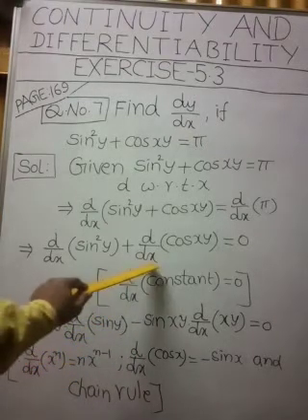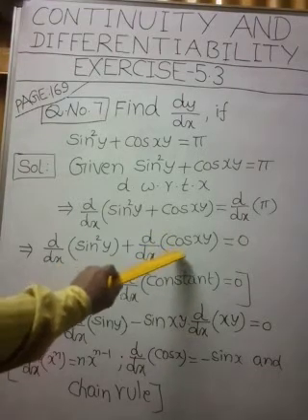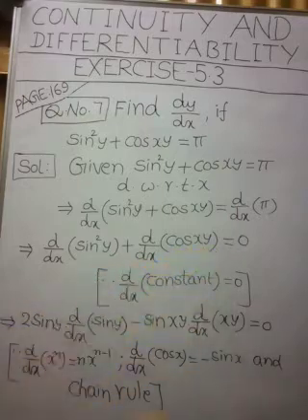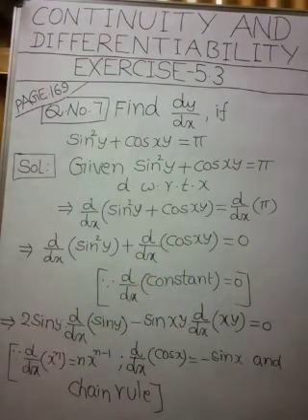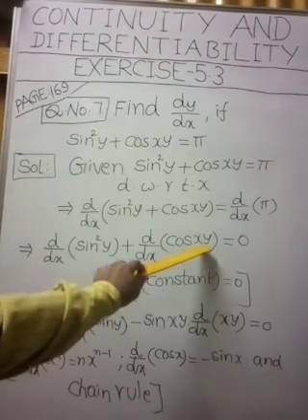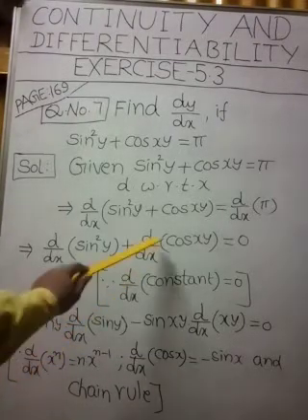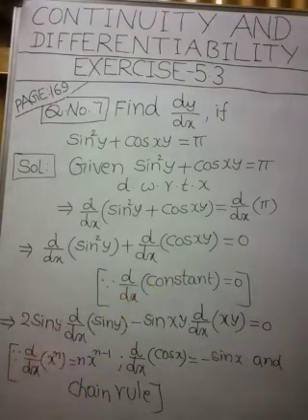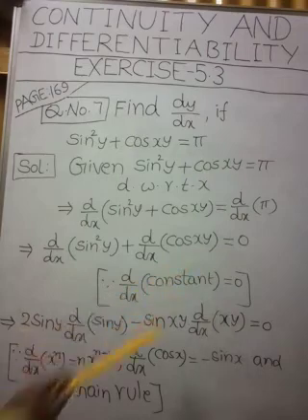Now come to the second term. We are finding the derivative of the second term, d by dx of cos xy. Here also we use the chain rule, because here xy is there, not just x. That is why we use the chain rule for the second term also. So consider this xy as x in your mind. So d by dx of cos x means minus sin x. So minus sin xy, not x.